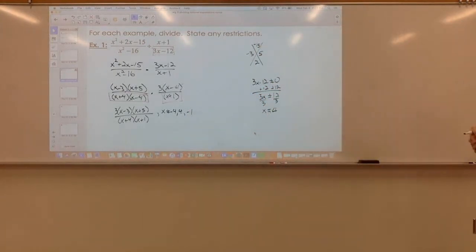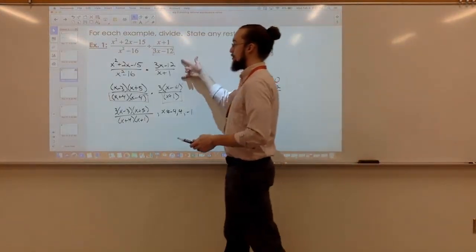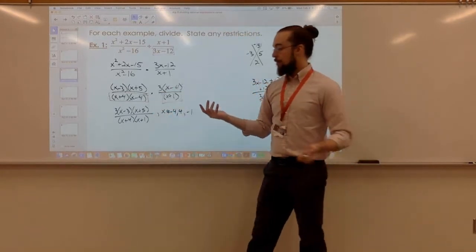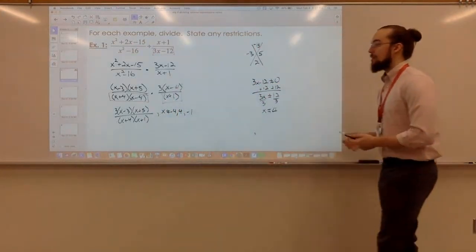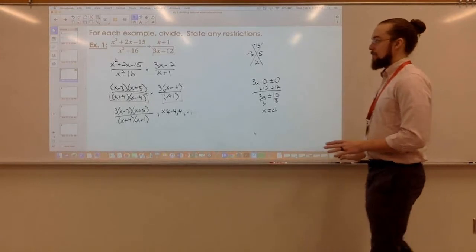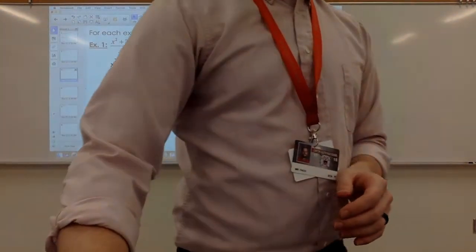Okay? So, we flipped our fraction, factored everything. We were only able to cancel out one pair of factors here, and then got our excluded values from anything that was ever in the denominator. Questions? All right. Why don't you guys try example 2 here?